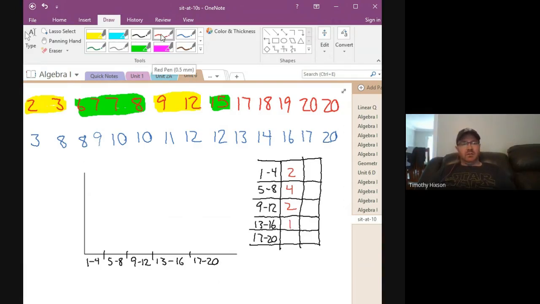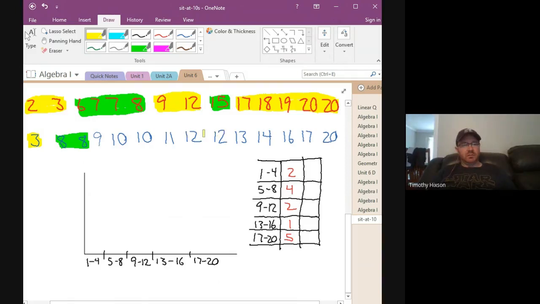And then on the 17 to 20 range, we have 5. Okay. So we have 5 there in that grouping. So I'm going to do the same thing with my other one in the 1 to 4 range in blue. And then we have the 5 to 8 range. And then we have the 9 to 12 range.